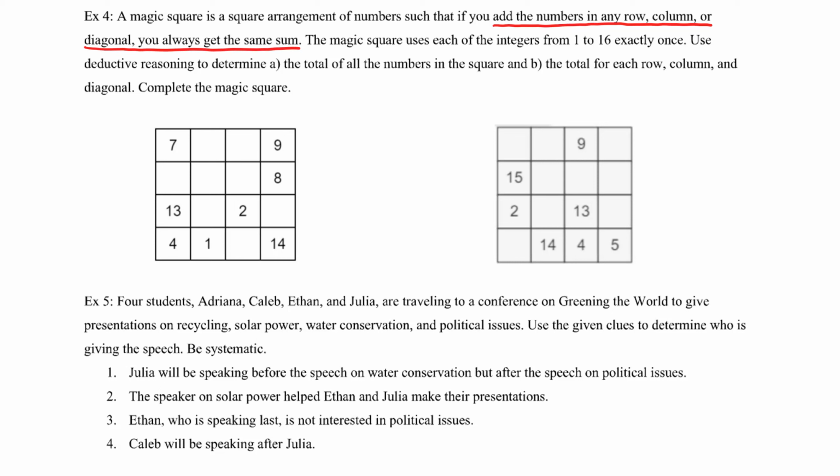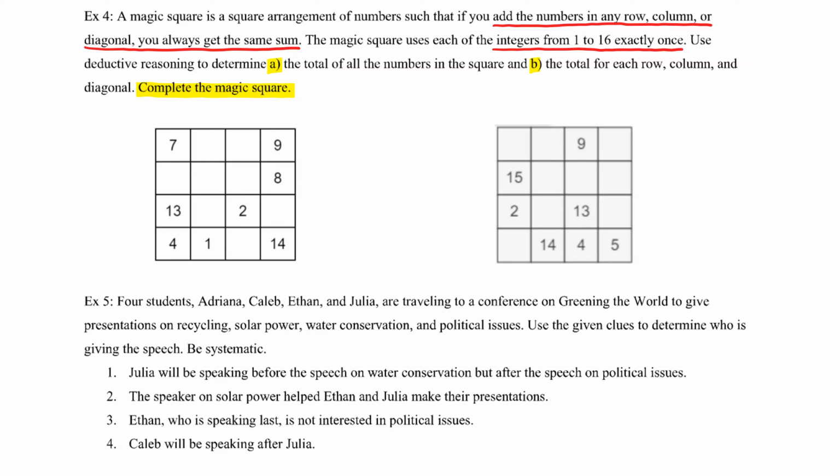Now, the magic square uses every single number, all of the integers from 1 to 16 exactly one time. So in this case, we're not using our inductive reasoning. There's no pattern to it. We're going to use that deductive reasoning instead to try to fill in the boxes to satisfy all of the conditions here. So we have 3 parts here. We are going to determine the total of all the numbers in the square. We're going to determine the total for each row, column, and diagonal, and then we are going to actually complete the magic square.